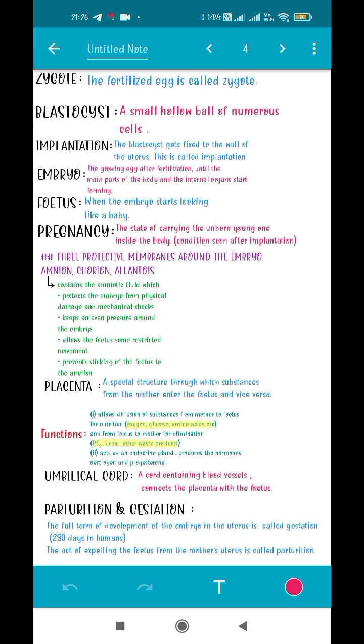And what is parturition? The act of expelling the fetus from the mother's uterus is known as parturition. That means you can say childbirth. The process of childbirth, when the child is removed from the body of the mother, is known as parturition. So it happens after the gestational period has completed.